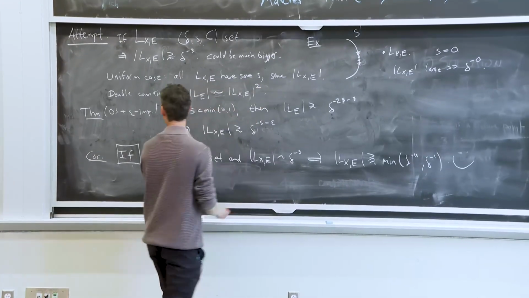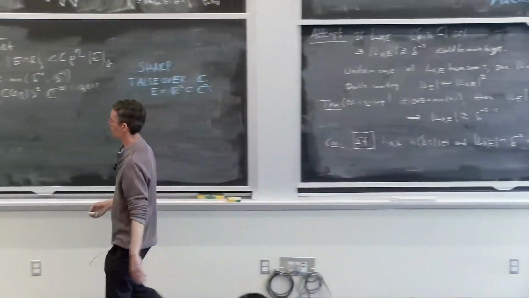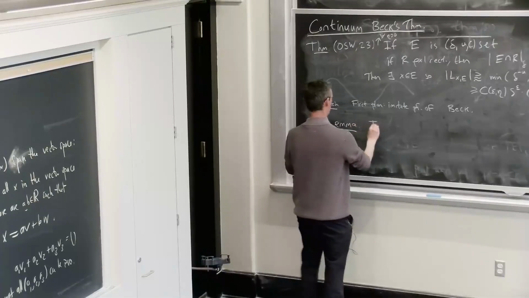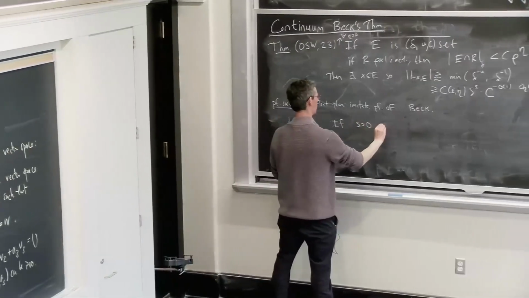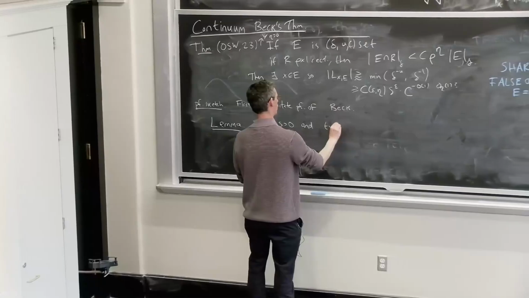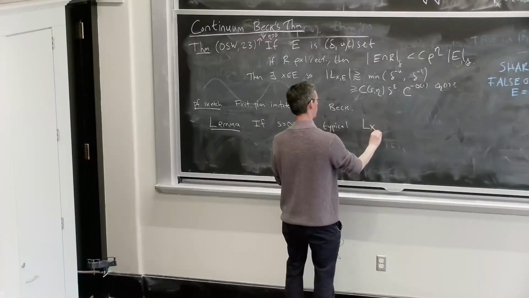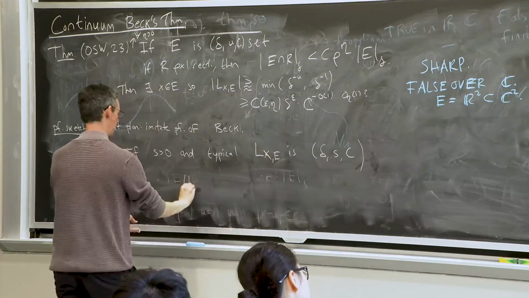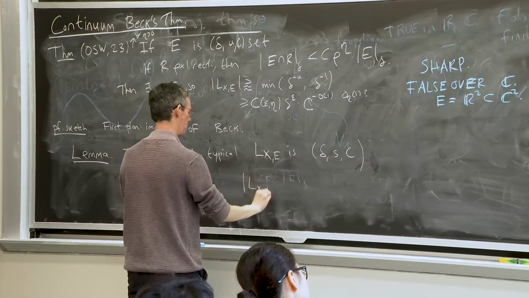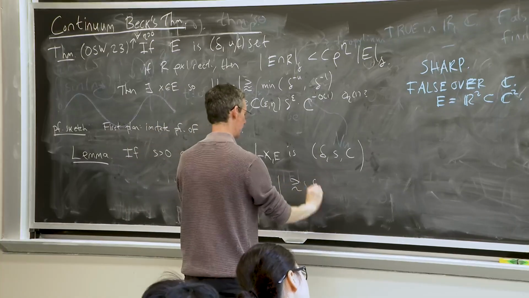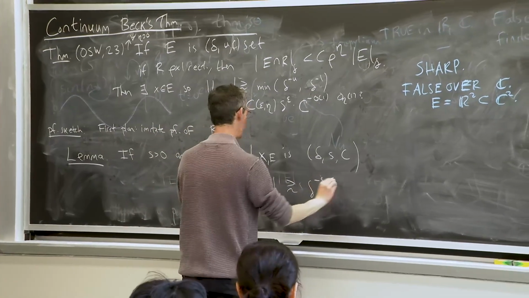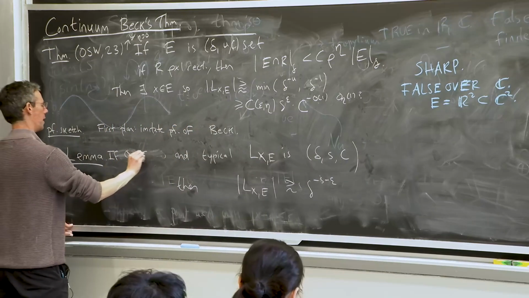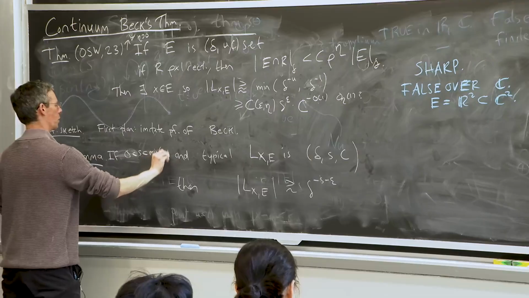All right. So let me put up a summary of what we've learned so far. Lemma: if s is bigger than 0, and a typical LXE is delta SC, then the size of a typical LXE is at least delta to the minus s minus epsilon. Or sorry, yes, if 0 is less than s is less than the minimum of u and 1.